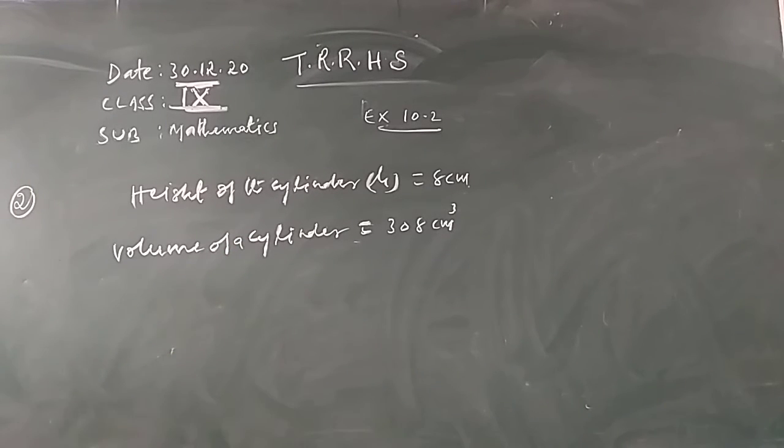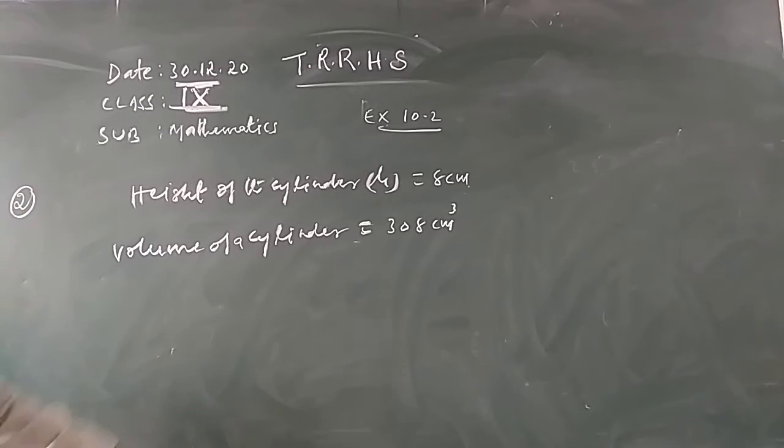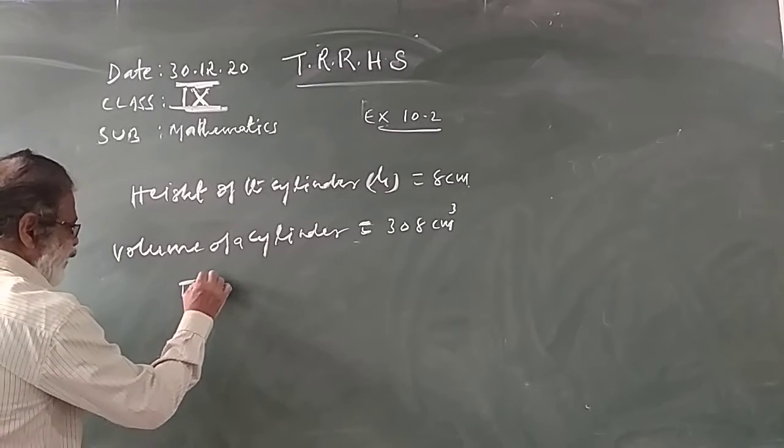Find LSA and TSA. What is the LSA formula? 2πrh. We have h, but we don't have the radius. Only h and volume are given. From the volume, calculate the radius. What is the volume of the cylinder formula? πr²h.